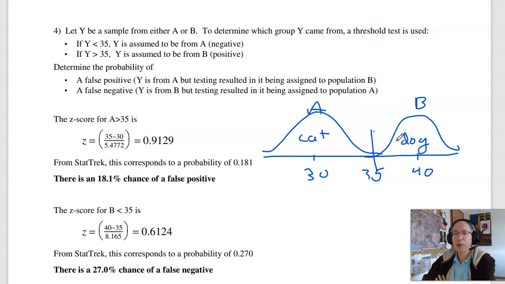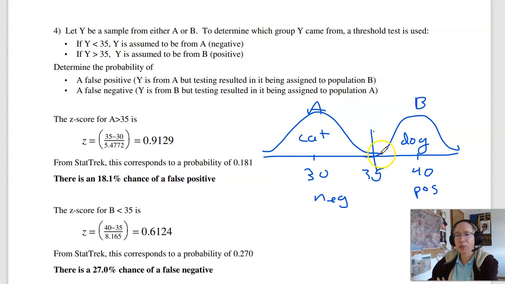The probability of a false negative would be: it's really a dog, but I call it a cat. It weighed less than 35. That'd be it's actually B, but I called it A. That's a false negative. Apologies to cat lovers out there. And a false positive is it's really a cat, but I called it a dog because it weighed more than 35 pounds, which is a really fat cat.